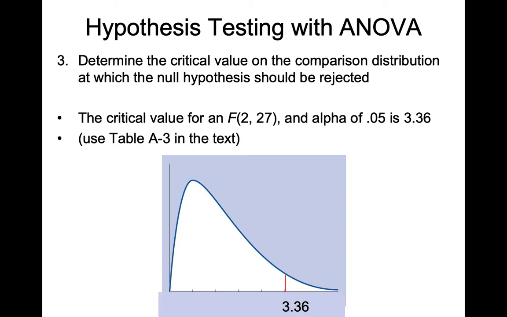The next thing we're going to do is determine the critical value on the comparison distribution at which the null hypothesis should be rejected. The critical value for an F critical with 2 degrees of freedom between and 27 within, setting our alpha level at 0.05, is 3.36. I don't think I show the table in this lecture, so just take my word for it. But if you don't want to, you can use table A3 in our textbook and find that the critical value should be 3.36.